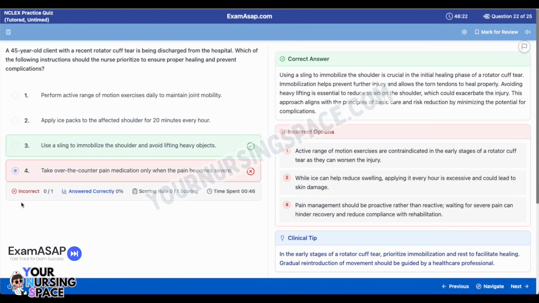Clinical tip. In the early stages of a rotator cuff tear, prioritize immobilization and rest to facilitate healing. Gradual reintroduction of movement should be guided by a healthcare professional.